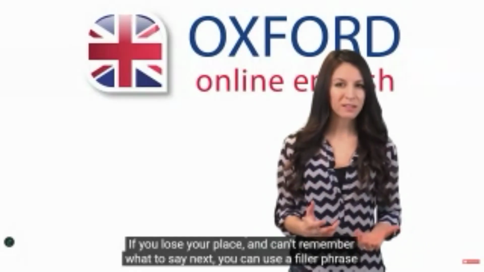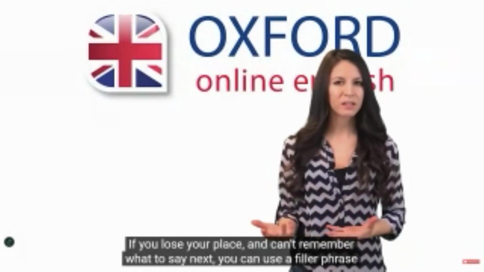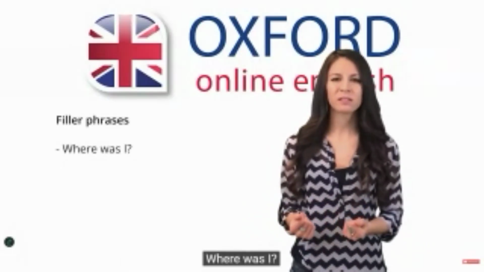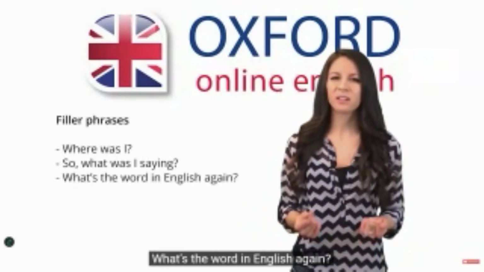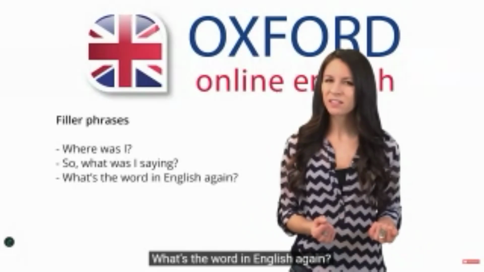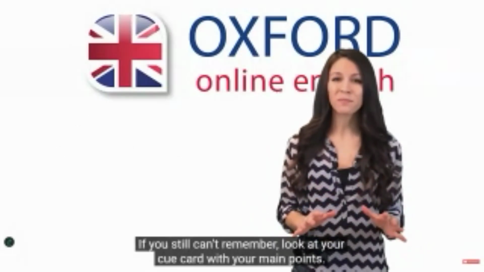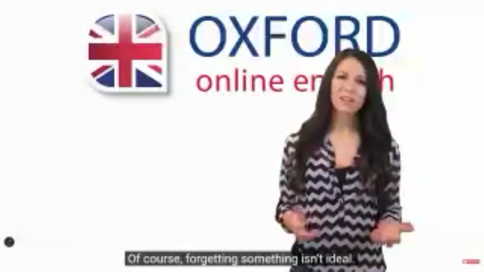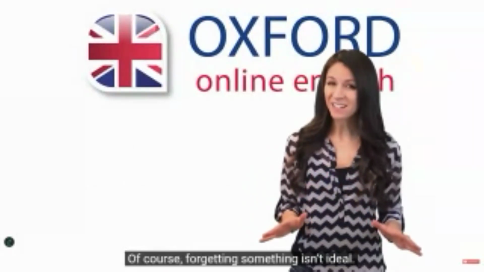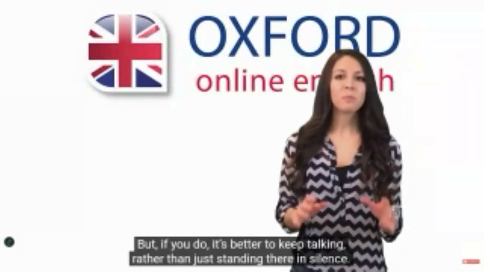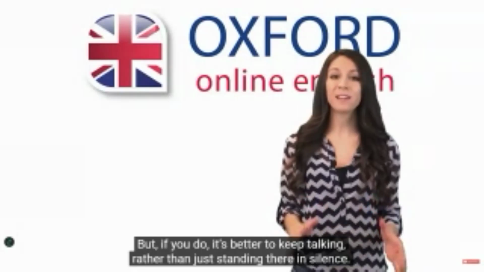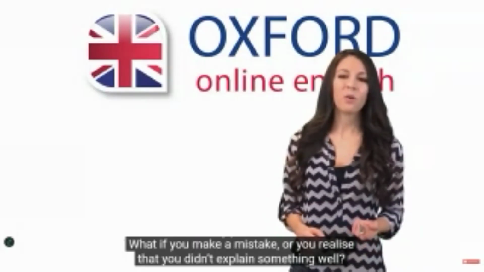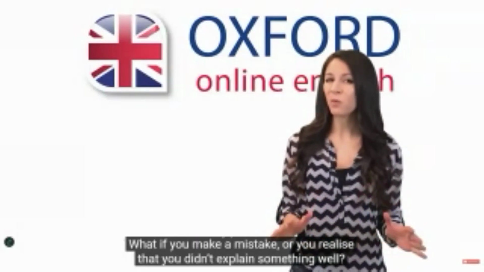If you lose your place and can't remember what to say next, you can use a filler phrase, like, where was I? So, what was I saying? What's the word in English again? If you still can't remember, look at your cue card with your main points. Of course, forgetting something isn't ideal, but if you do, it's better to keep talking rather than just standing there in silence.